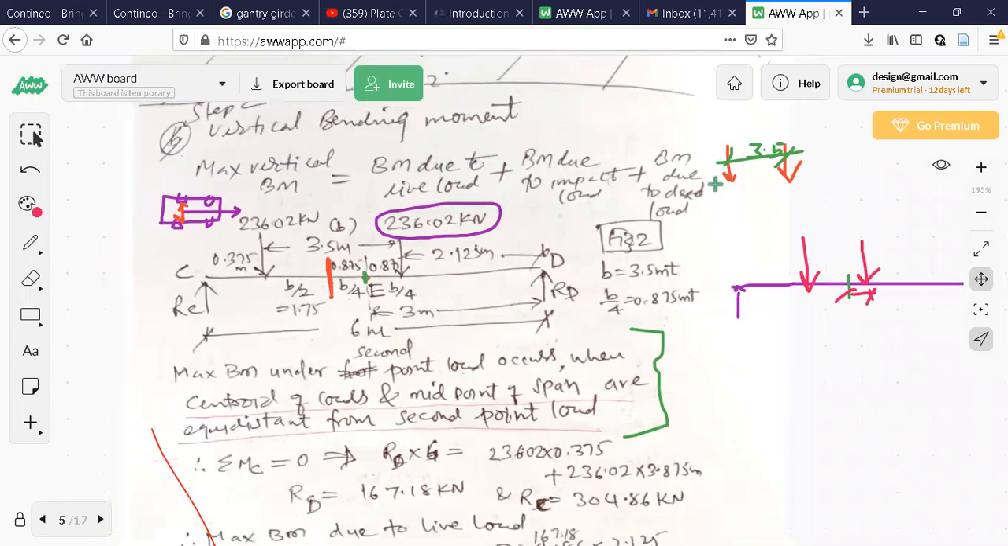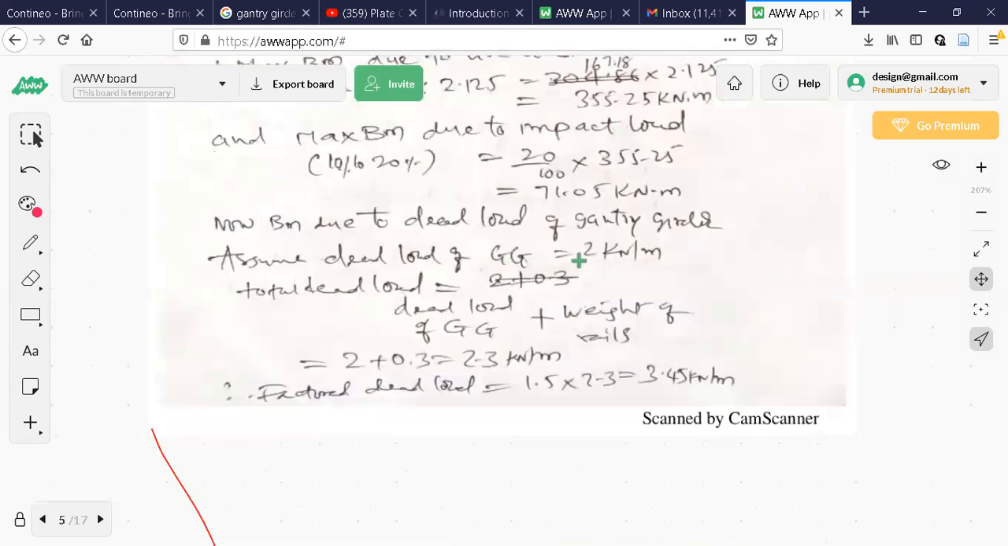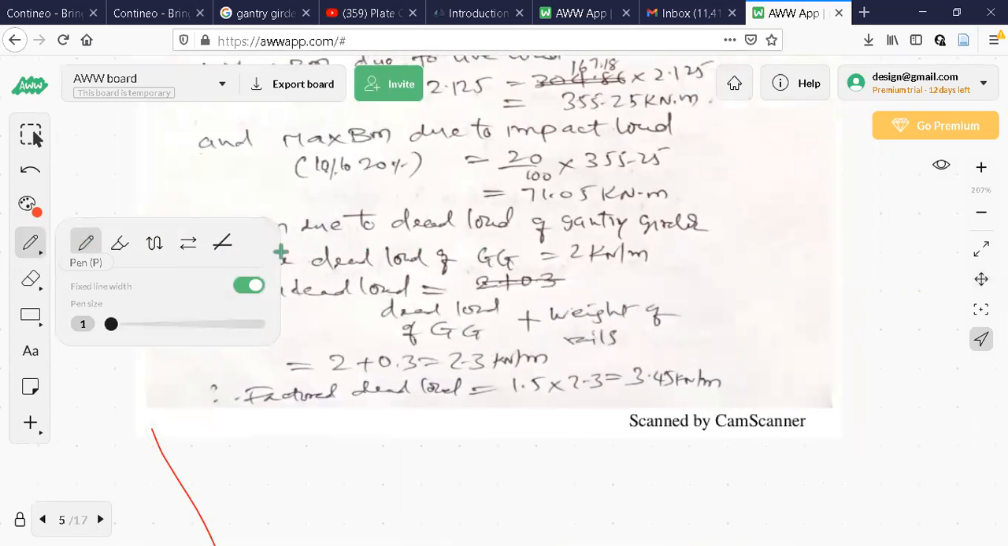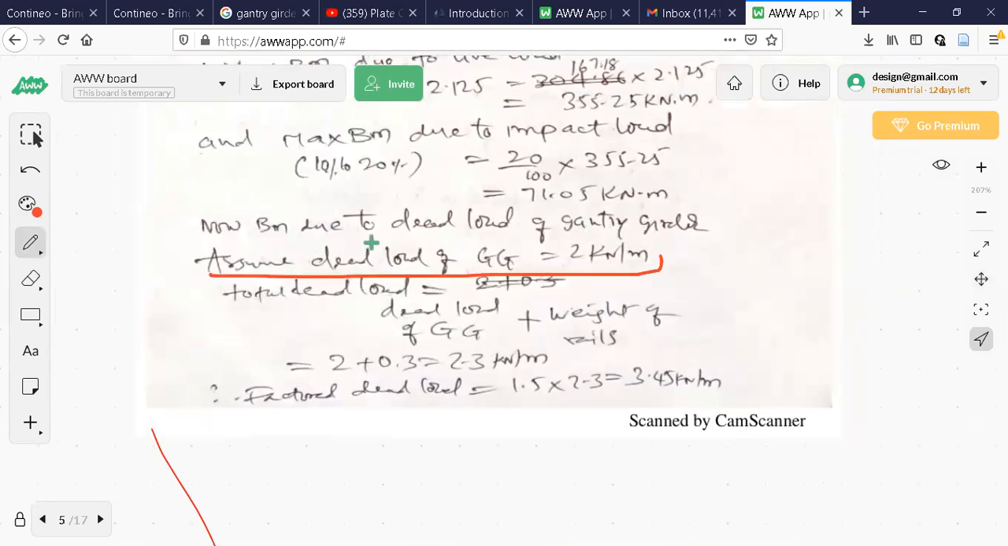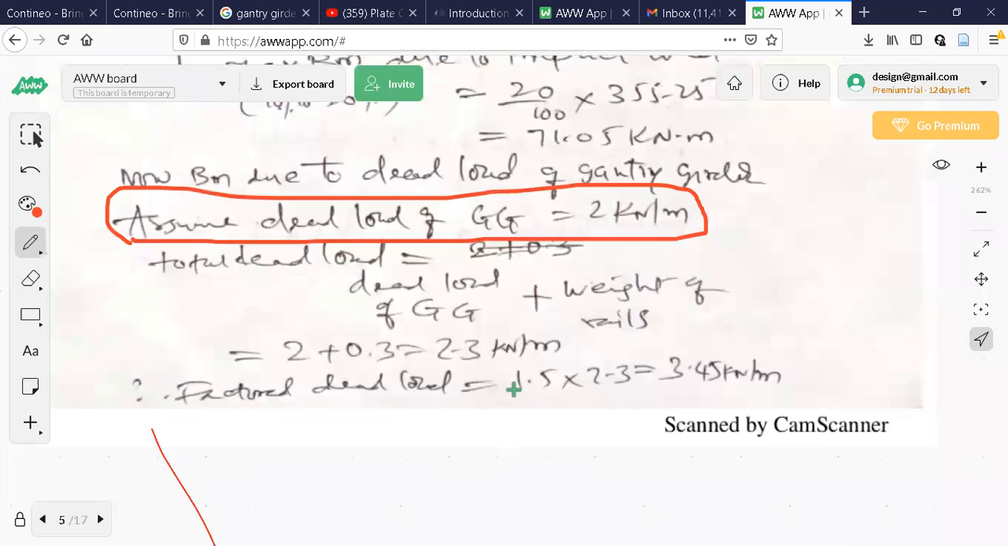BM due to dead load of the gantry girder I have to calculate. You have to assume something here. Assume dead load of gantry girder 2 kN per meter. This is completely approximate. This one you have to assume in the examination without fail. GG means gantry girder. Sir, if they are not given, you have to take 2 kilonewton per meter. Yes. Usually it is not given only.